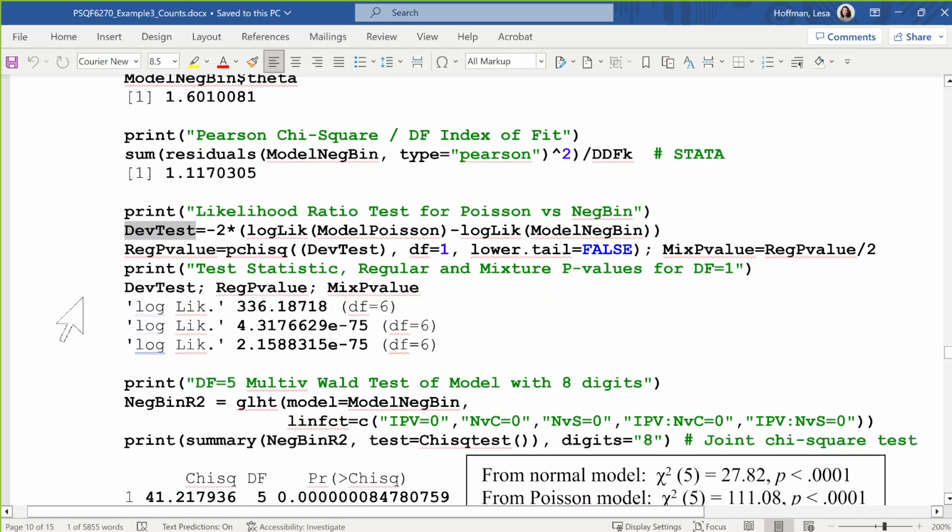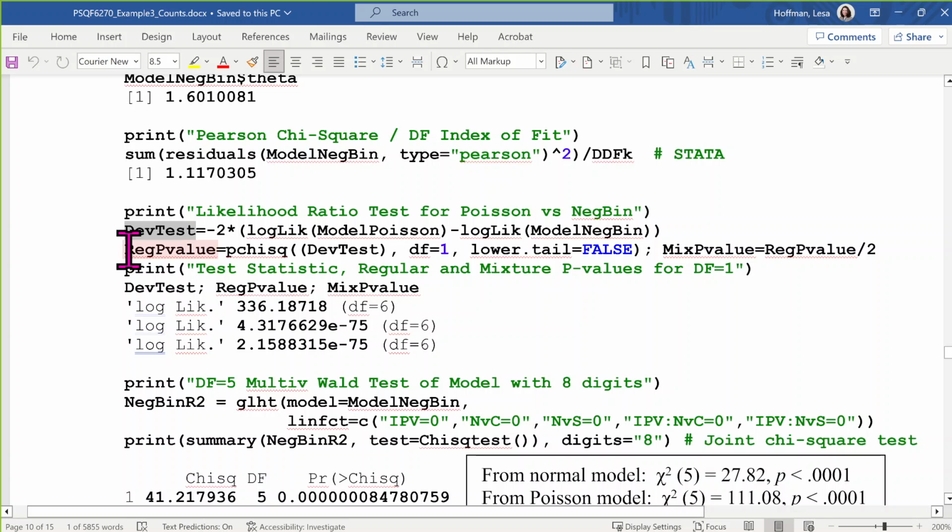I'm making a new environment variable called devTest. It is -2 times the difference in log likelihood from each of my models. So logLik is a function that extracts the log likelihood out of your model. We just have to multiply the difference in those by -2 to turn that into a test statistic. So devTest is my likelihood ratio test statistic for the difference in -2 log likelihood that's being computed for me.